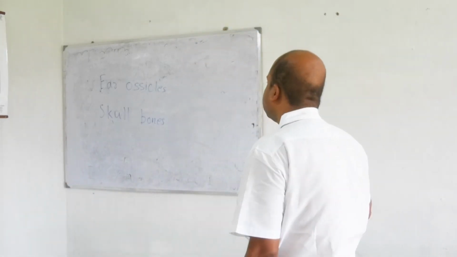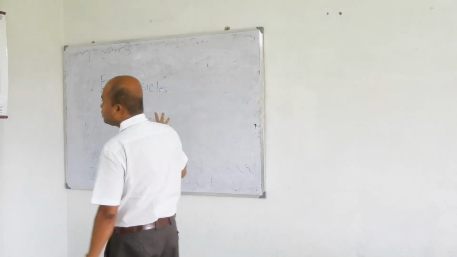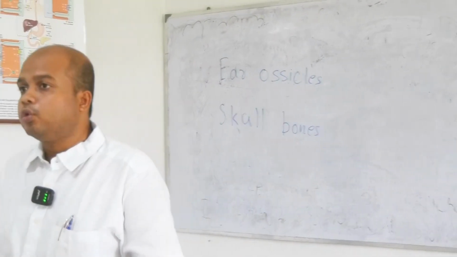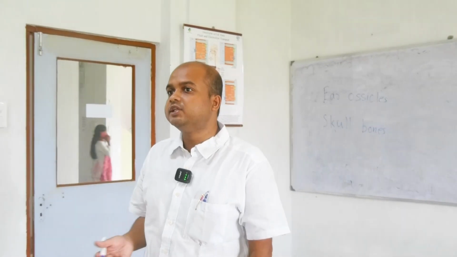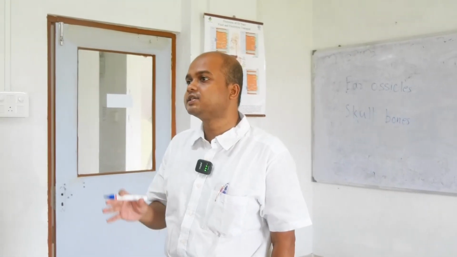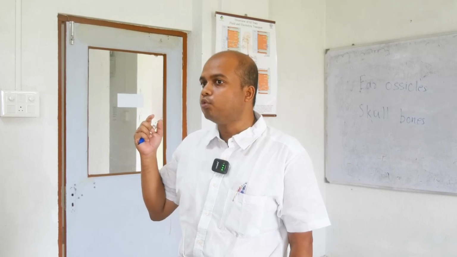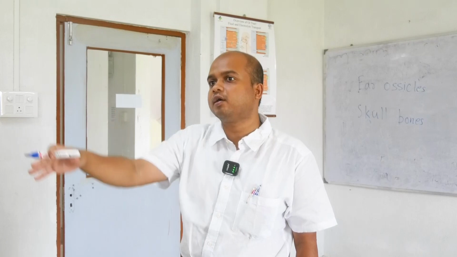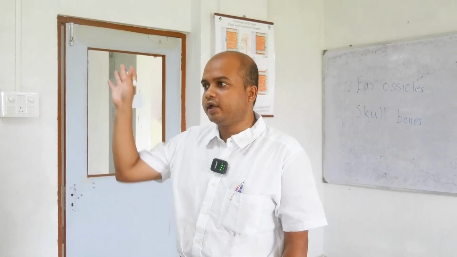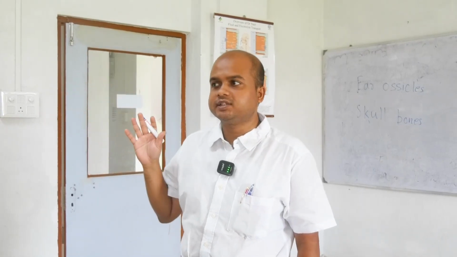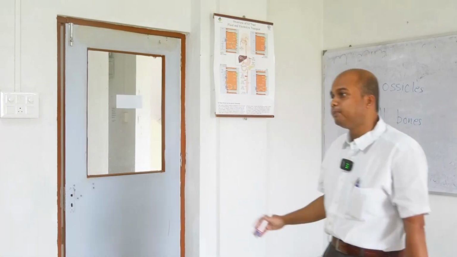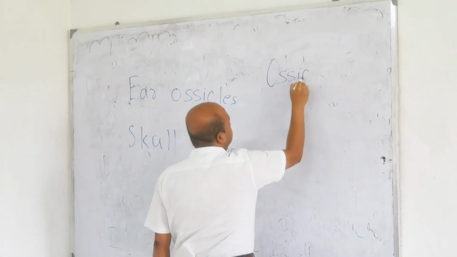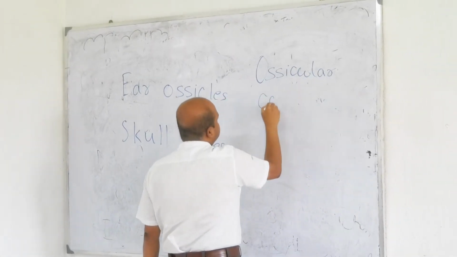These are the two pathways: ear ossicles and skull bones. Mainly, the one which takes the upper hand is the ear ossicles. Sound will enter the external auditory meatus, reach the ear ossicles, from there to the inner ear, vestibulocochlear nerve, organ of Corti, then the cerebral cortex. This is the main principal pathway. So, this is called ossicular conduction.